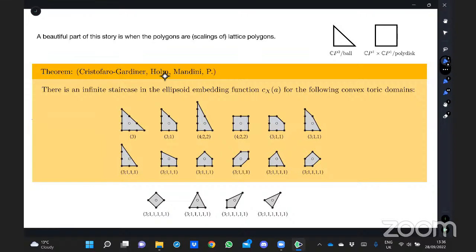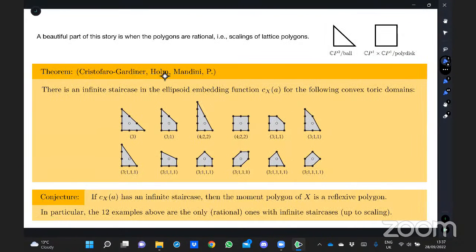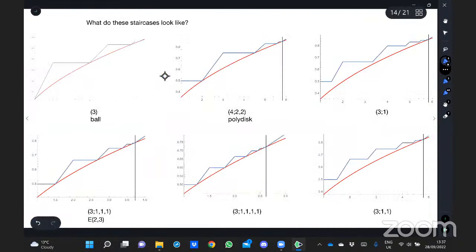But these don't have infinite staircases. We checked. In some sense, the manifolds are too small. And we further conjecture that among the lattice polygons, these are the only 12 that have these, and their scalings are the only ones that have an infinite staircase. But we have failed at proving this conjecture in generality. We've proved some particular cases, or people have proved some particular cases, but it's still eluding us.